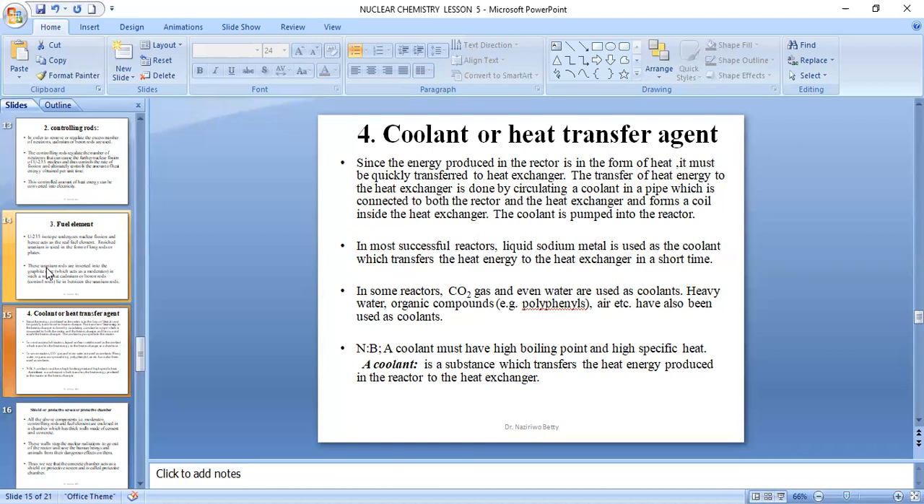In some reactors, carbon dioxide gas and water are used as coolants. Heavy water and organic compounds are also used as coolants. A point to note here is that the coolant must have high boiling point and high specific heat. Now we have been talking about coolants. You can ask yourself, what is a coolant? This is a substance which transfers the heat energy produced in a reactor to the heat exchanger.